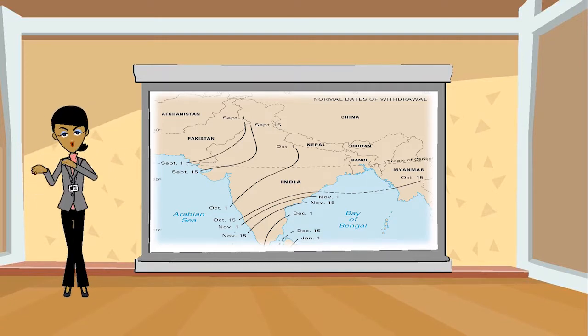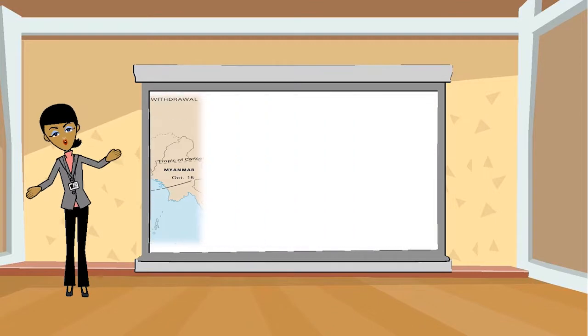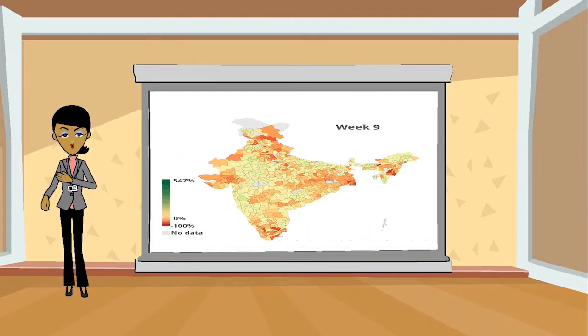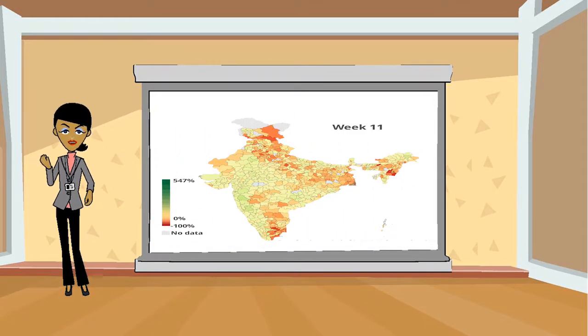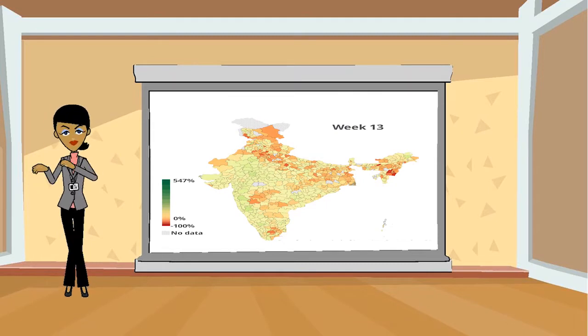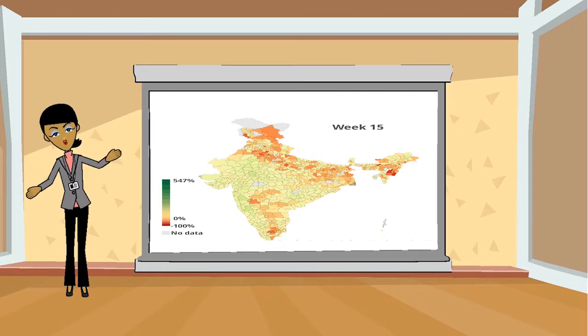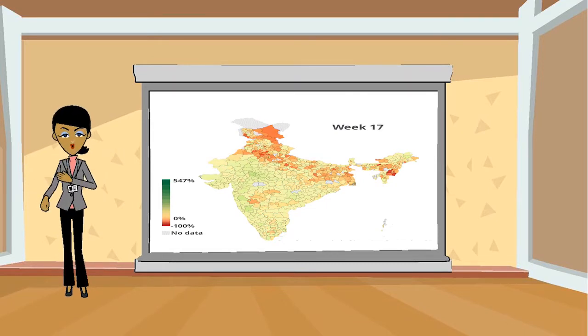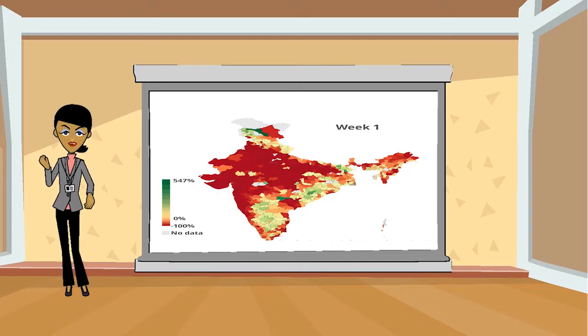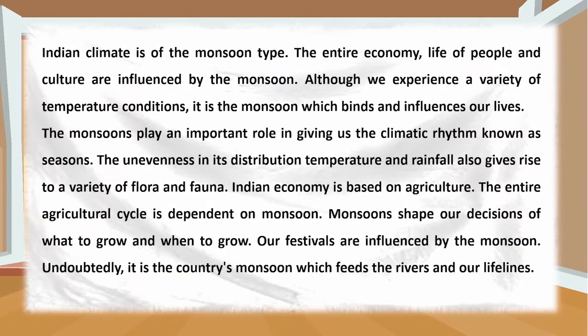The uneven exposure of temperature and rainfall gives rise to the various flora and fauna in the country. Agriculture is the main part of India's economy. It is dependent mainly on the monsoons. The festivals of our country are based on monsoons. Undoubtedly, it's the monsoon that fills rivers, our lifelines.